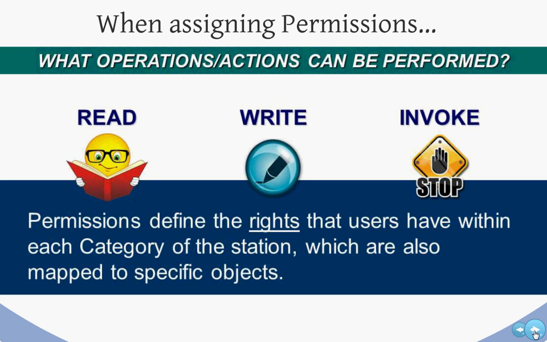The kinds of permissions that you can assign people are read, write, and invoke. Read is pretty straightforward. Obviously, if you want to see some data on the screen, you need to be able to read. Write, if you want to be able to change things, and invoke if you want to invoke commands like these, to run the set command, those kinds of things. So these are the rights that the users will have within a category that allows them access to the objects within that category.